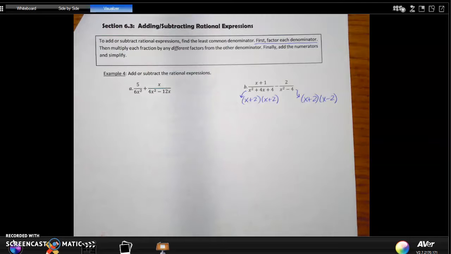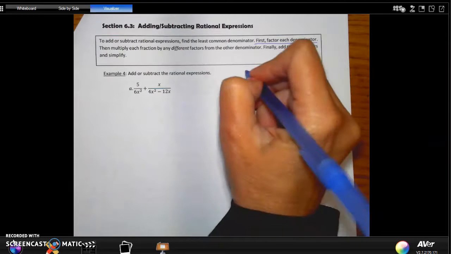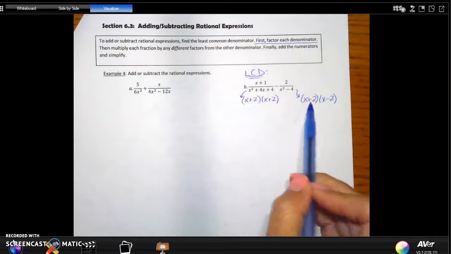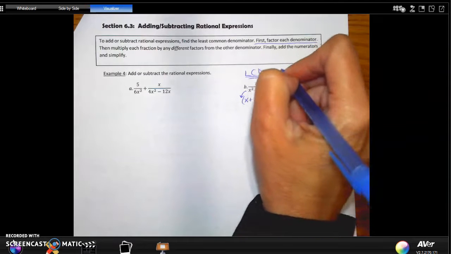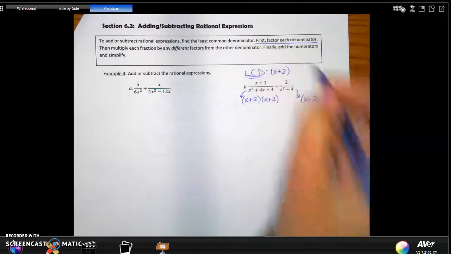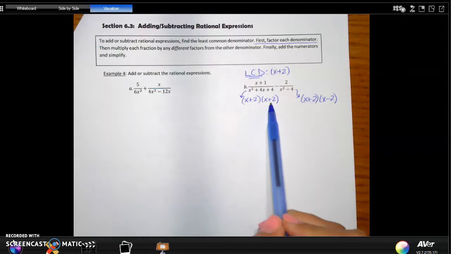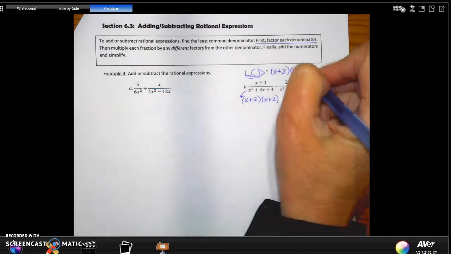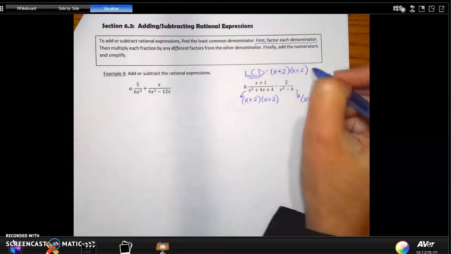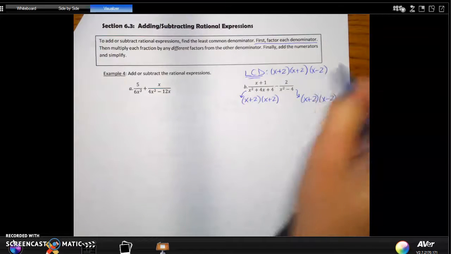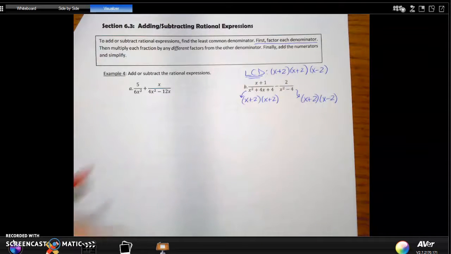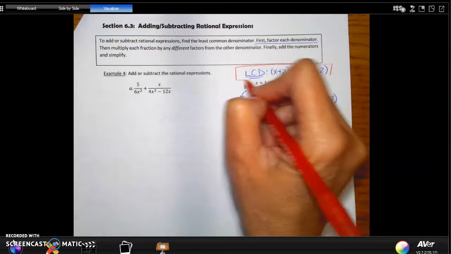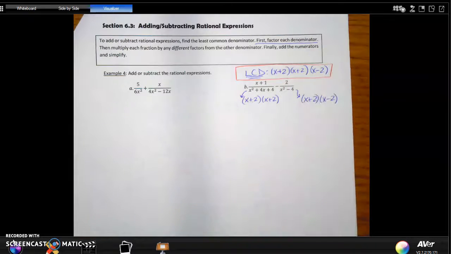So when we take a look at that and we want to know what our LCD is, I'll come up here and write it. We have an x plus 2 in each. So we need to keep that. Then we have another x plus 2 here, so we need to keep that one also. But then over here we have this x minus 2, which we need to hang on to. Okay, so this one actually has 3 pieces to it that we need to pay attention to.